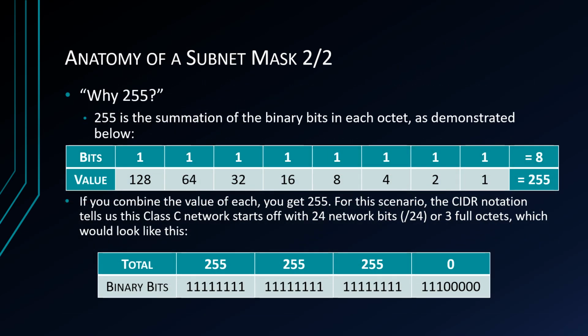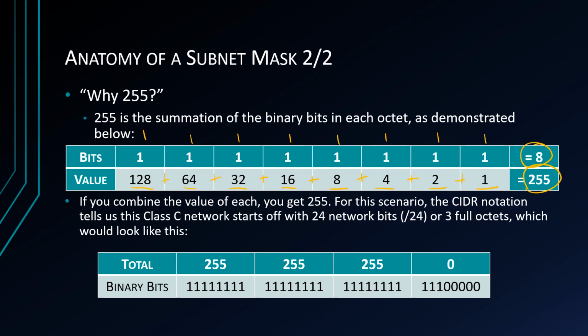So why 255? 255 is the summation of the binary bits in each octet, as demonstrated below. So 1, 2, 3, 4, 5, 6, 7, 8. 8 bits, 1 byte, 1 octet. And each bit has its own value starting from the front. So that would be 128 plus 64 plus 32 plus 16 plus 8 plus 4 plus 2 plus 1.